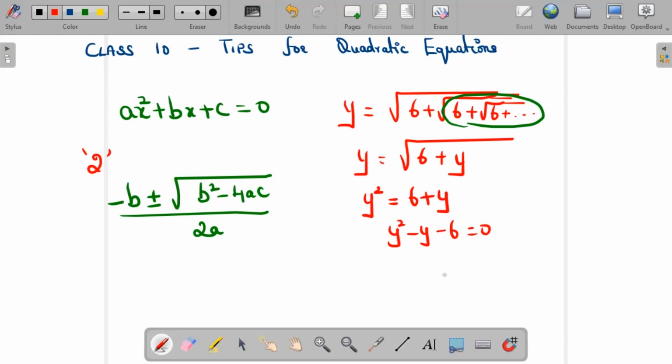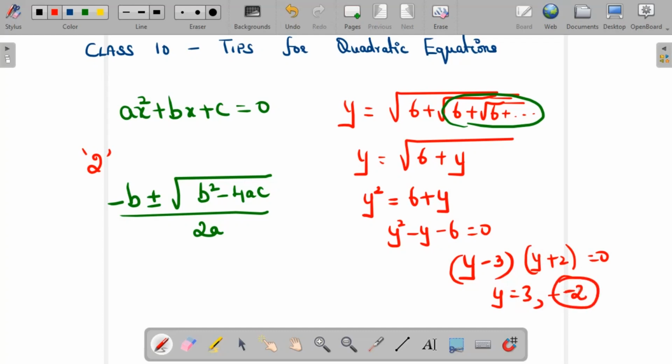Now that you have a quadratic equation, either you can split the middle term, or you can use this formula to find the zeros. Only this modification is a special step, but after you do that, it is a normal quadratic equation and you can solve for it. In this case, when I split the middle term, it is y minus 3 into y plus 2 is equal to 0, which means y is equal to 3 or minus 2.